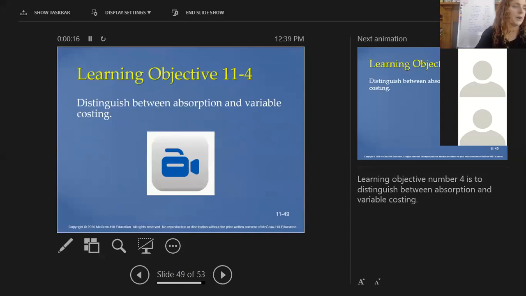So the last part of chapter 11 is absorption and variable costing. There's 2 different ways of looking at how costs are allocated. So up until now, we've only done absorption costing. Absorption costing is what GAAP recommends. It's what you have to do for any sort of official financial statements. And basically, it's what you guys have always known. So then we're going to look at that difference between that and variable costing.